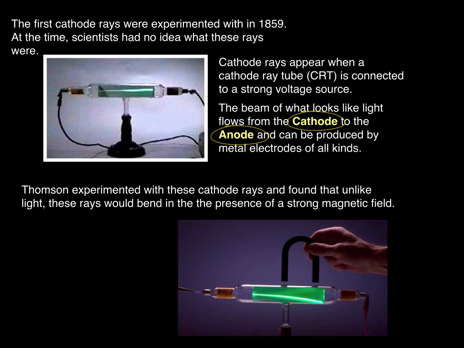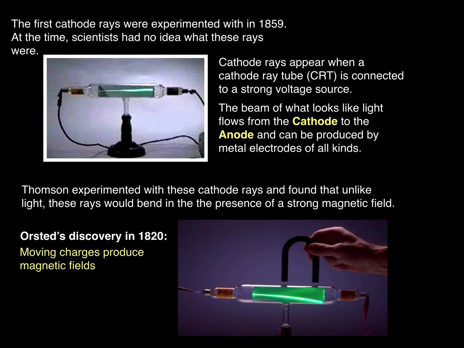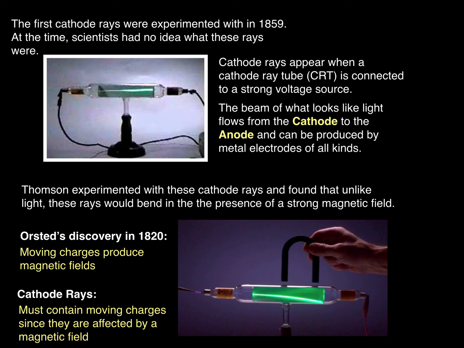Thomson experimented with these cathode rays and found that unlike light, these rays would bend in the presence of a strong magnetic field. Ørsted's discovery in 1820 said that moving charges produce magnetic fields. Moving charges become magnets themselves. Since the cathode rays bent in the presence of a magnet, they must contain moving charges, since they're affected by this magnetic field. As a result, Thomson was able to determine that the cathode rays were not light. They were some kind of exotic particle that hadn't been discovered yet.